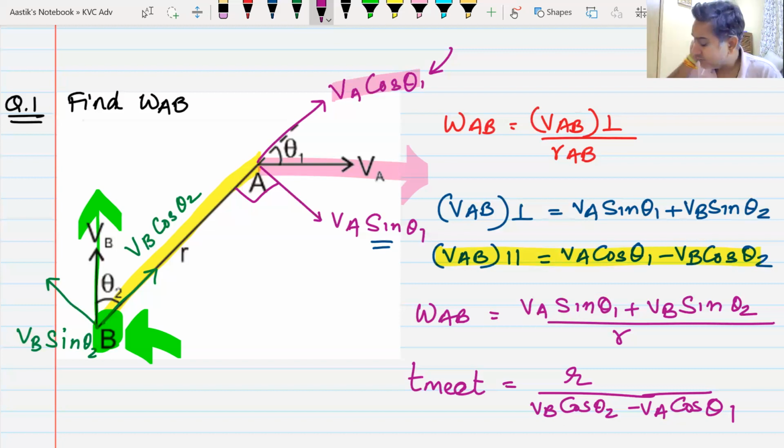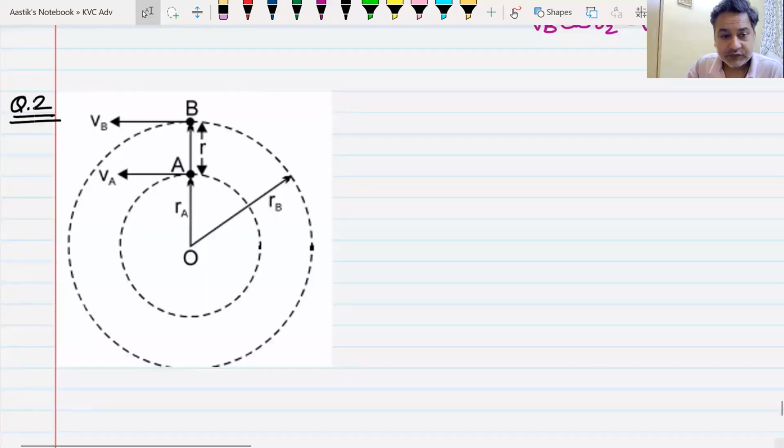Do we understand this? Yes, sir. Then this question. There are two particles which are moving on circular paths. A is moving with VA. Radius of circle A is RA. B is moving with VB. Radius of circle of B is RB. You have to find the angular velocity of A with respect to B.